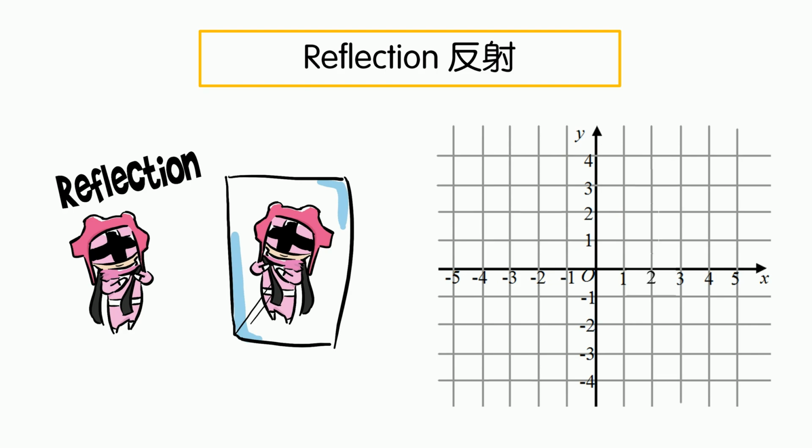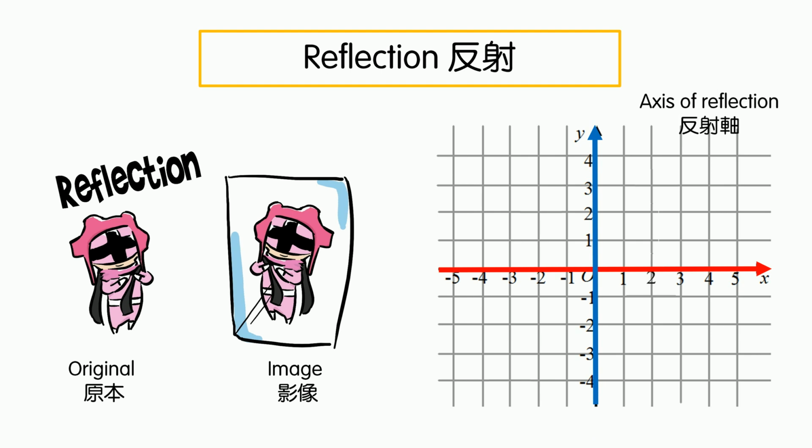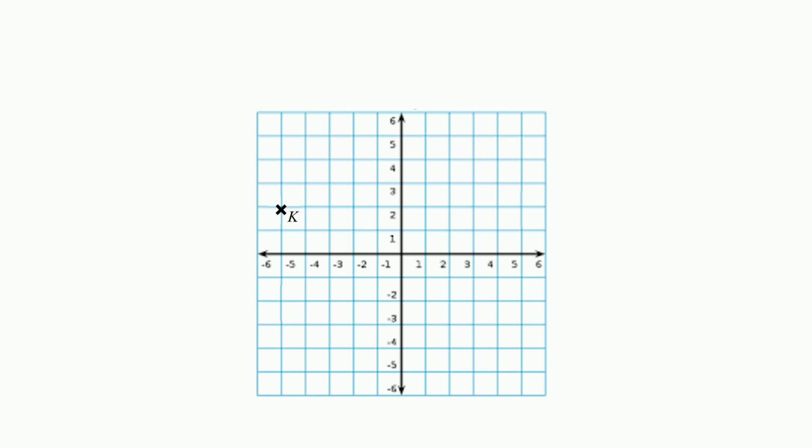Now let's talk about reflection. After reflection, it forms an image. On a rectangular coordinate plane, we usually treat the x-axis and the y-axis as the axis of reflection. There is a point K. If we treat the y-axis as the axis of reflection, K will move to the other quadrant.